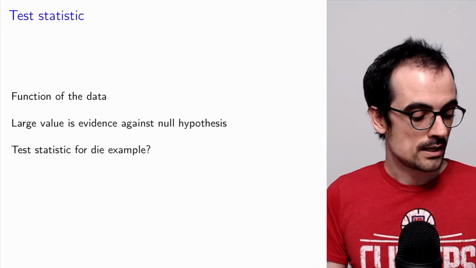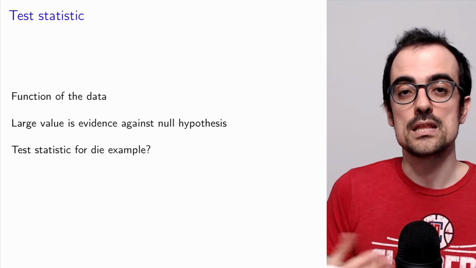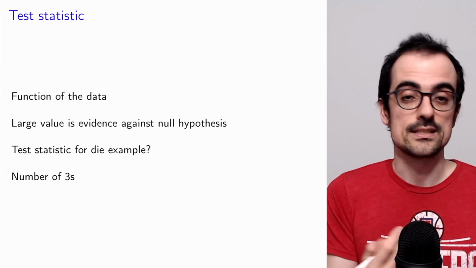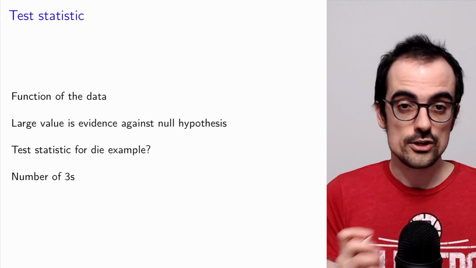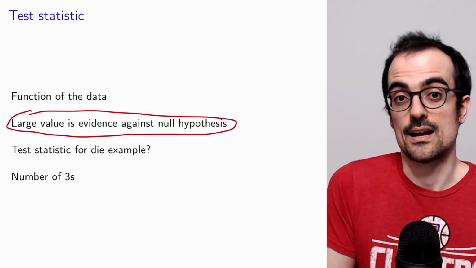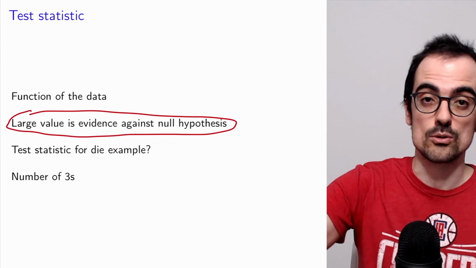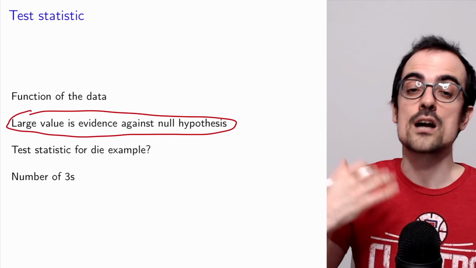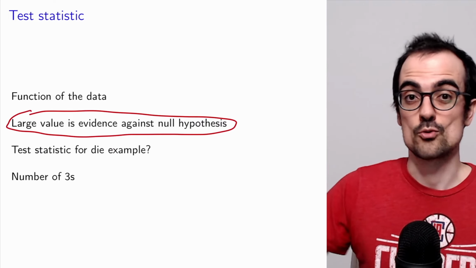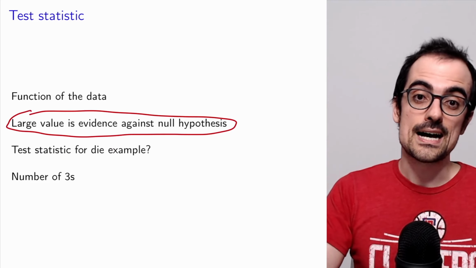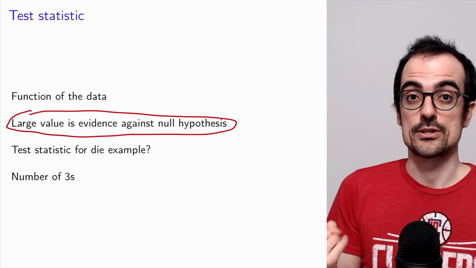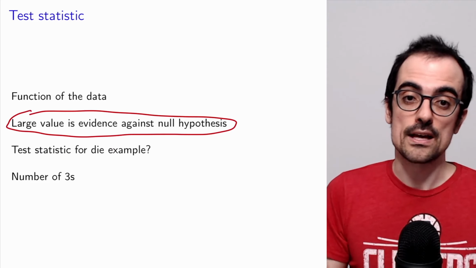In our case, we are interested in the probability of rolling a 3. So a natural test statistic to choose is the number of 3s. Notice that it satisfies this: a large number of 3s is evidence against the null hypothesis. Our test statistic is large if the null hypothesis does not hold. If the null hypothesis does not hold, that means that the probability of rolling a 3 is high. And the test statistic is small if the null hypothesis holds, because in that case, the probability of rolling a 3 is just 1/6.